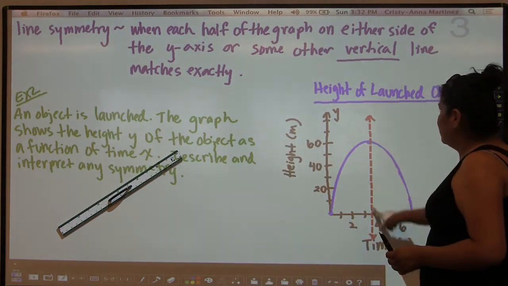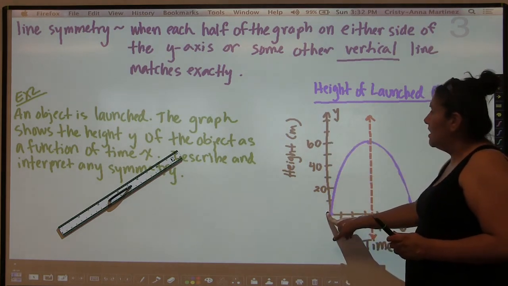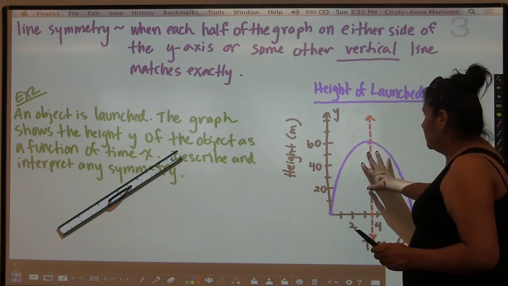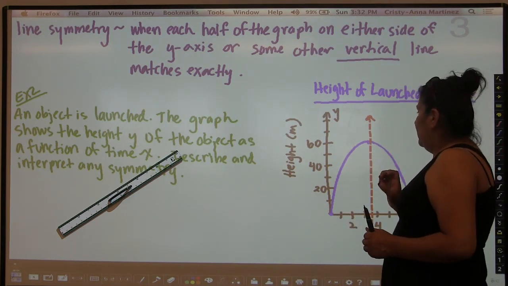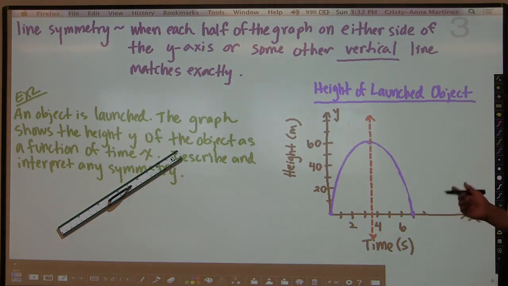So this would represent a vertical line that's not the same thing as the y-axis. Sometimes you'll find that these graphs, the middle, if you will, is on the y-axis. In this case, it's not the y-axis. It's a different vertical line.